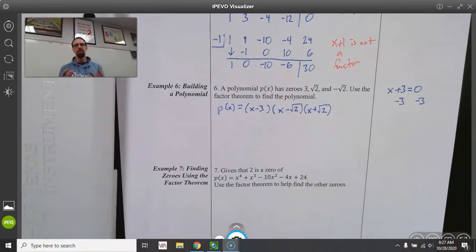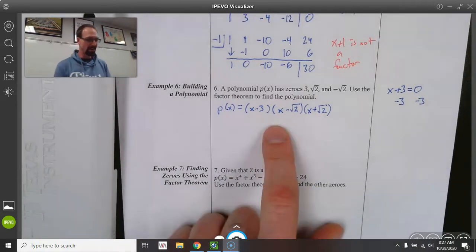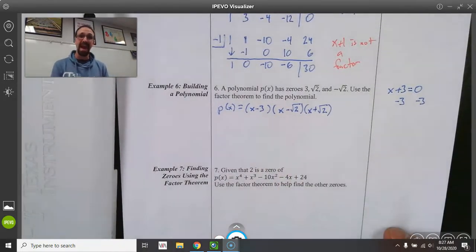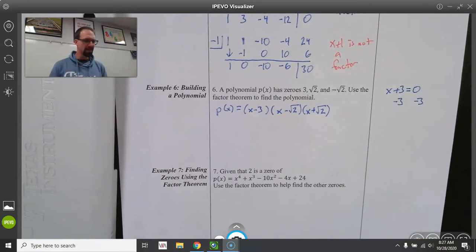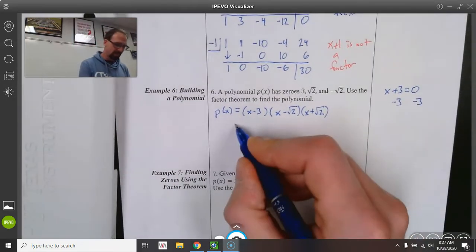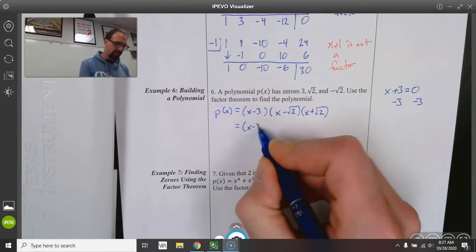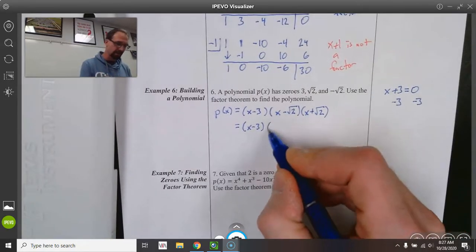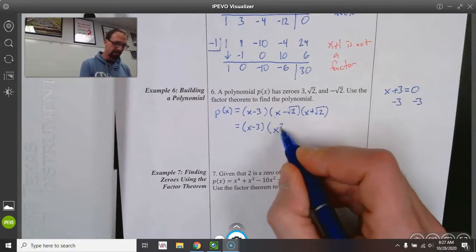Now when I go through and multiply these, there is an easier way to do it. You want to multiply these two first, and the reason why is that is a difference of squares. Realizing that is going to save you a lot of time. So I'm just going to bring down the x minus 3. Knowing that this is a difference of squares, I'm going to use some of the factoring techniques that we discussed earlier. X times x is x squared.